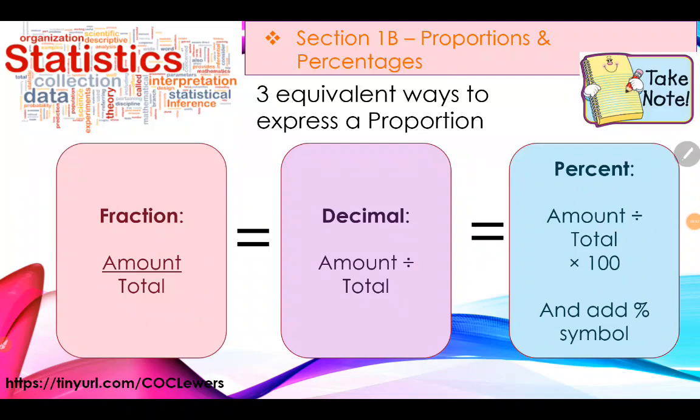In section 1b, we're looking at 3 equivalent ways to express a proportion. They're all the same number, they're just three different ways to express it. The most basic is the fraction, where we look at the amount over the total. To get to the decimal, instead of just writing it as a fraction, we use that fraction bar and actually divide. And the final one is the percent, where we convert that decimal to a percent by multiplying by 100. Let's look at an example of this.